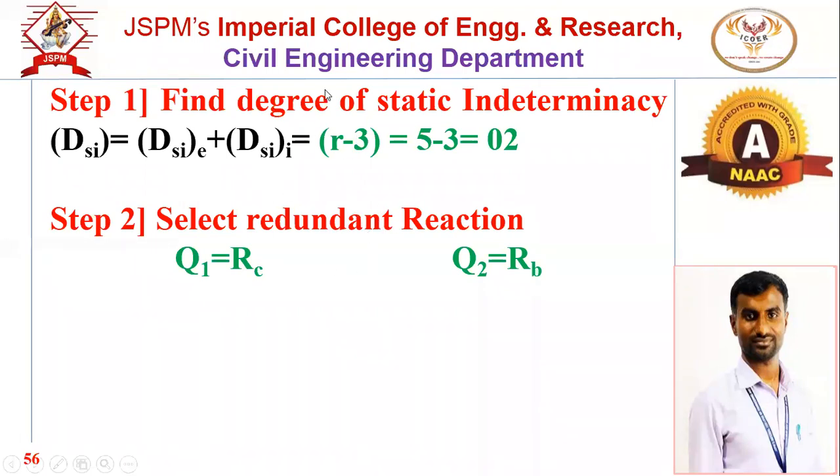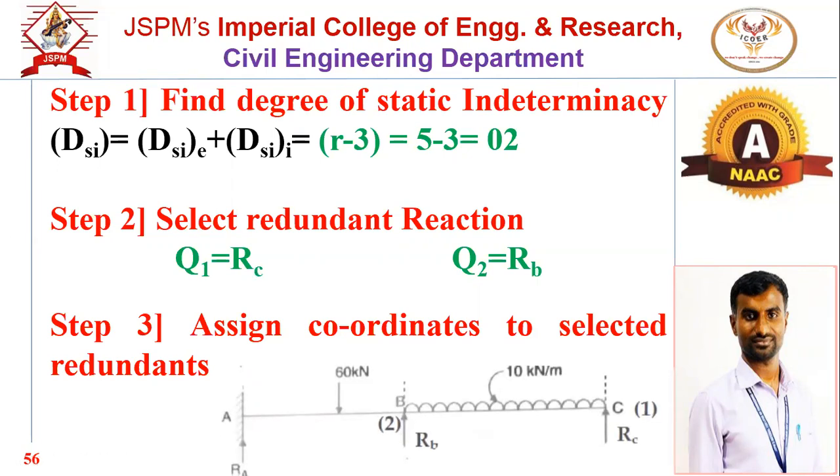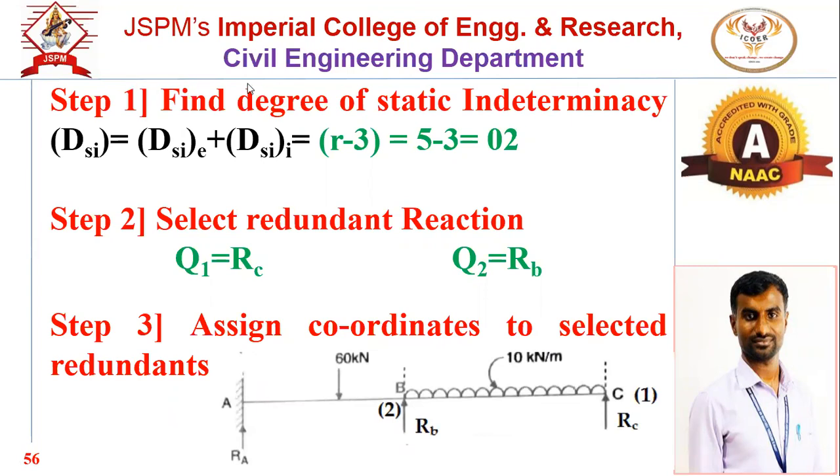Now here, as we have DSI 2, we have to select two redundant forces, that will be Q1 and Q2, and we have to number them, or assign the coordinates. So how to assign the coordinates? First we have considered the first redundant force as RC. So the first coordinate will be for C, and the second coordinate will be for B. The same sequence you have to maintain. For C it will be first, and for B it will be second.